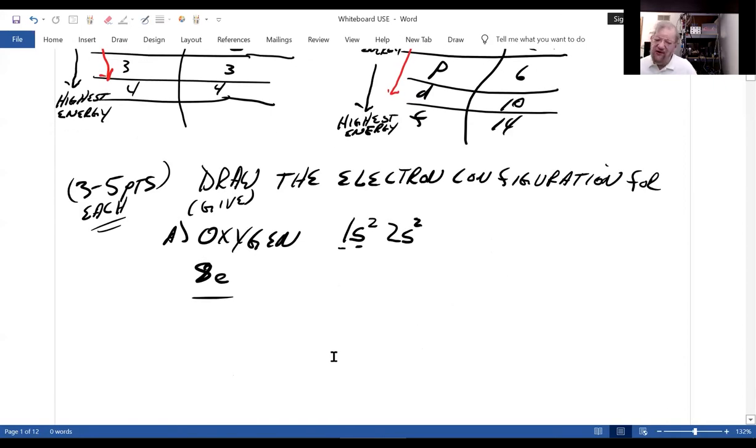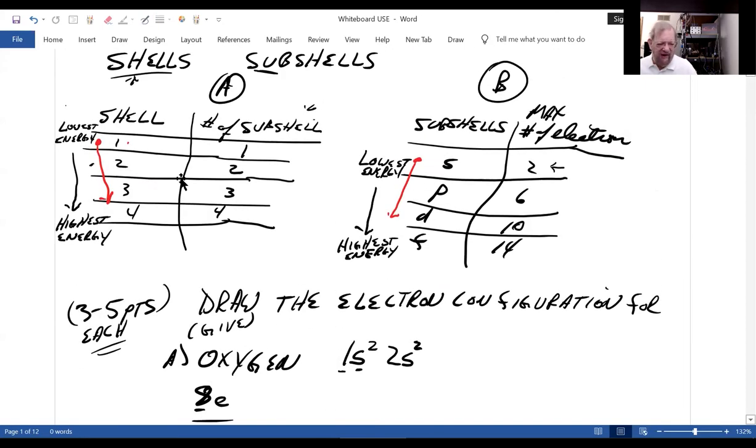Well, 2 plus 2 is 4. I'm not up to 8 yet, which I have to get. How many subshells does 2 have? And the answer is 2. And therefore, if we look at this, the next one, s is the lowest, we just filled 2s.